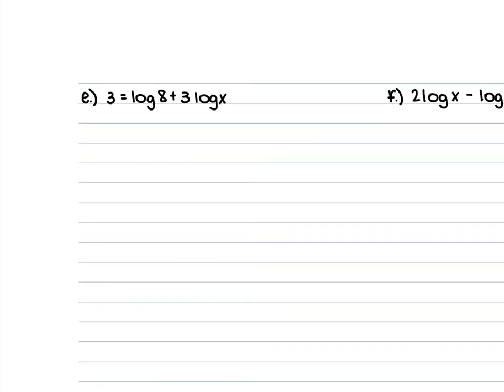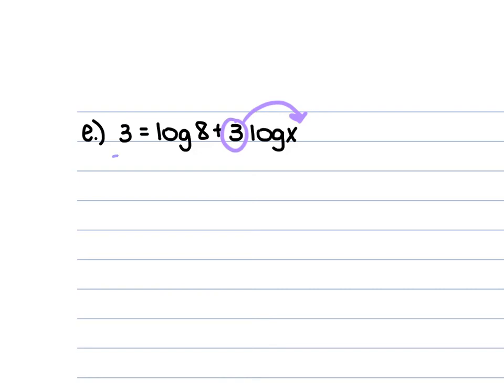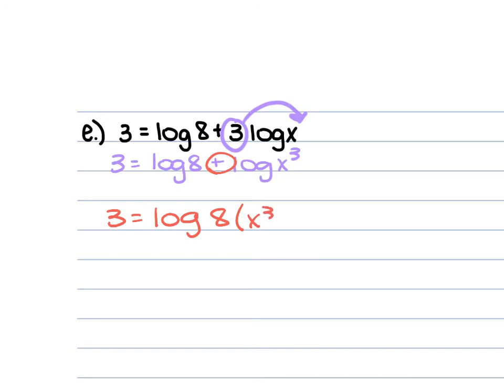If we look at our next example, we have 3 is equal to log 8 plus 3 log x. That 3 was originally the exponent on the x, so we're going to move it back to be the exponent on x to give us 3 is equal to log 8 plus log x to the 3rd power. Because we are adding here, we're really multiplying. So this is the same thing as 3 is equal to log of 8 times x cubed. 8 times x cubed is 8x cubed. So 3 is equal to log 8x cubed.